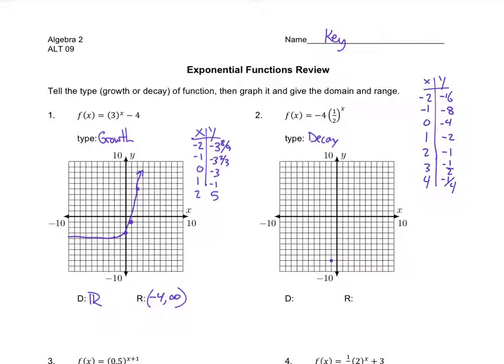So if we start plotting our points, we've got -1, -8, 0, -4, 1, -2, 2, -1. It's going to keep getting closer and closer to 0. So now our domain is all real numbers, and this time the range is going from -infinity up to 0. Always put the most negative number first, and then the most positive number second.